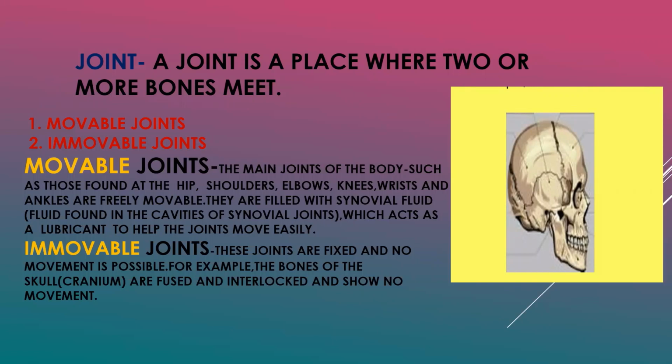Next is about immovable joints. Immovable joints are fixed and no movement is possible. For example, the bones of the skull are fused and interlocked and so no movement. Some joints are slightly movable or partially movable.